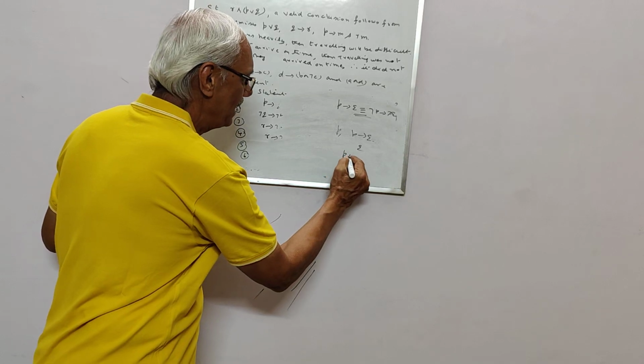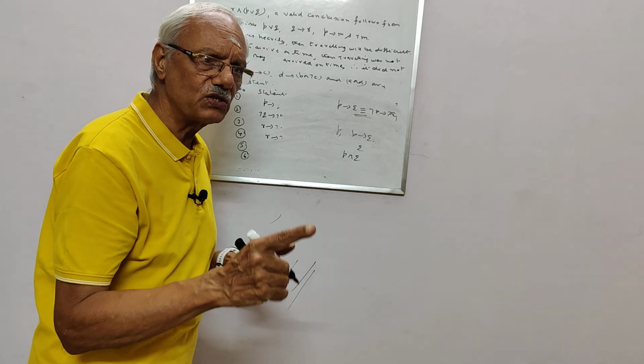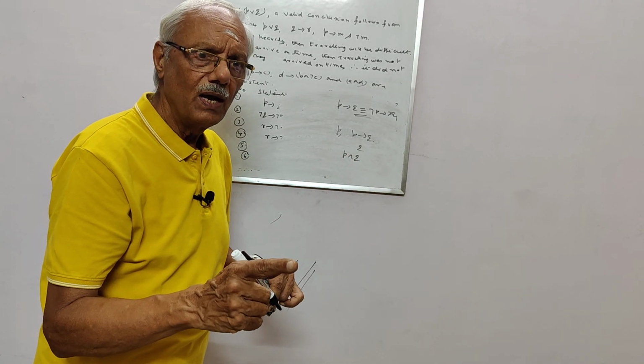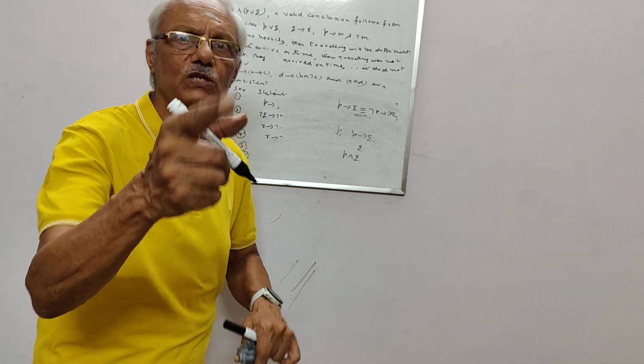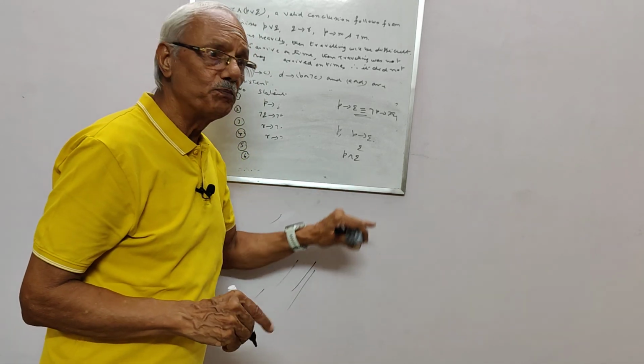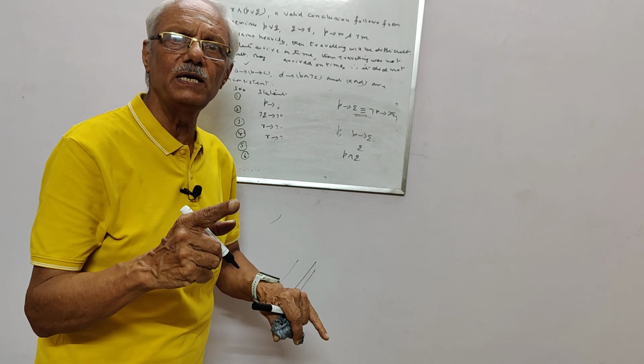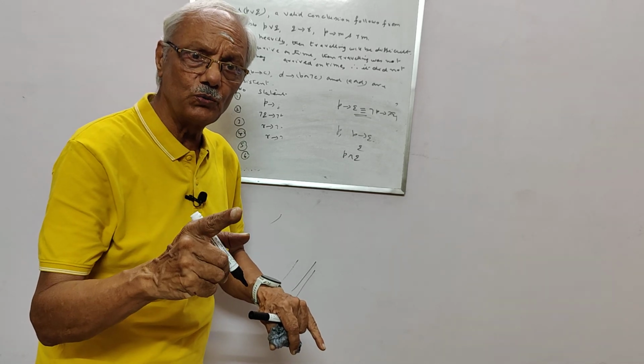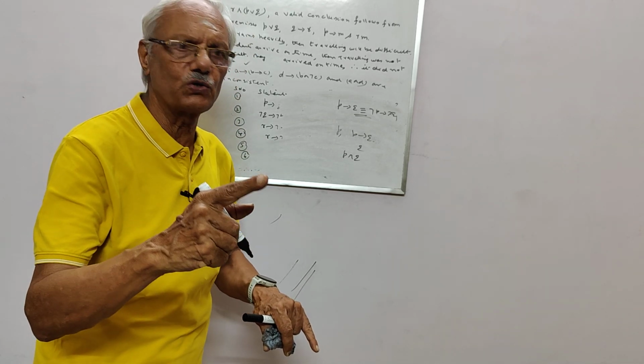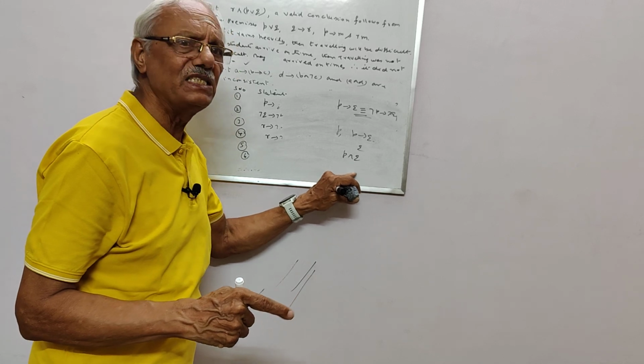And P intersection Q: if P is true and Q is true, then Q must also be true. Only when both are true, P is true and Q is true, what does it mean? P intersection Q is true. So these are all called conjunction.